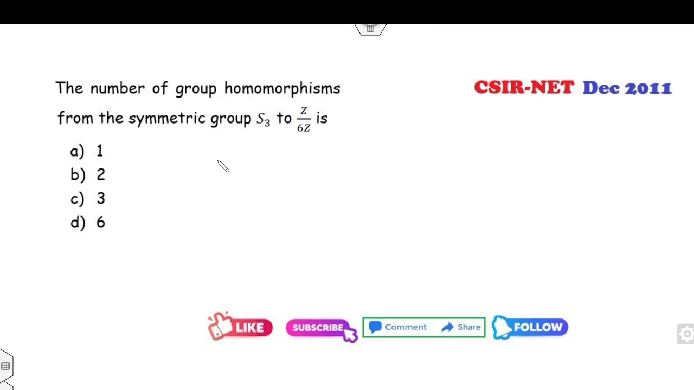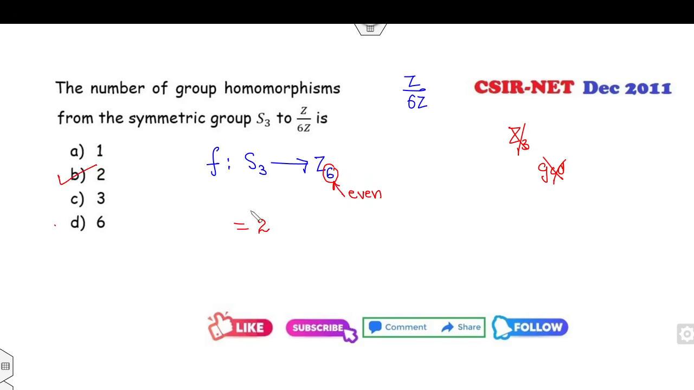Look at the next example. The number of group homomorphisms from S3 to, what is that? This is the additive group. This is also called Z6. Fine. Now since it is not Z3, it is not in the form of GCD. So what you can say, since 6 is an even number, the right answer is 2. Remember that it is 2 if m is even, and 1 if m is odd.